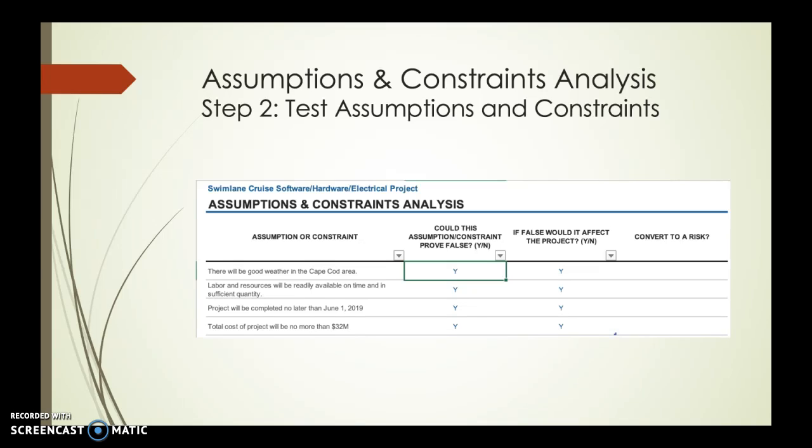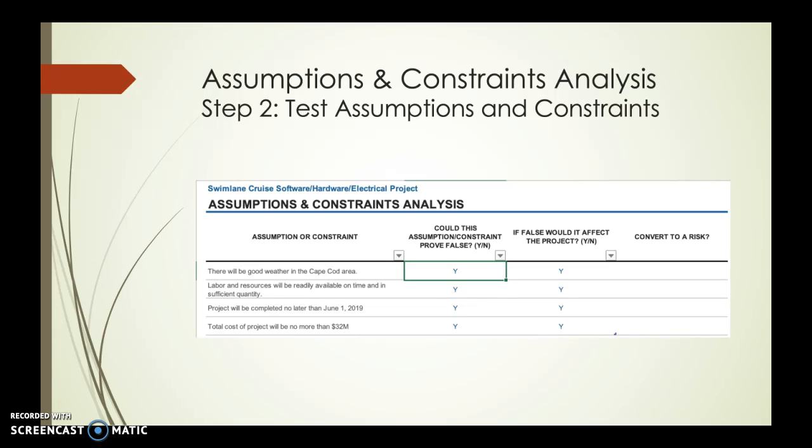Again, the two questions are documented in our spreadsheet. And this spreadsheet is just a handy way to document our work as we're continuing through assumptions and constraints analysis. But question 1: could this assumption or constraint prove false? And for all of these, I've said yes. Yes, there could be bad weather in the Cape Cod area. That would then be false. That assumption of good weather would be false.